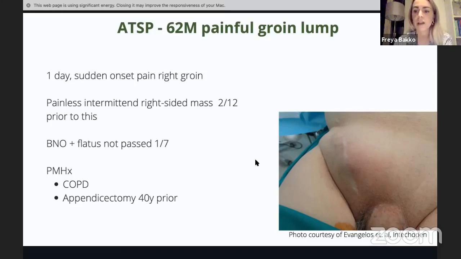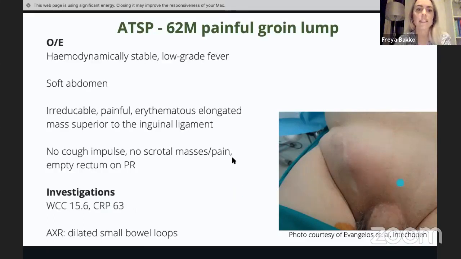This is a photo of the lump. As you can see, it's slightly erythematous, it's quite large. On examination, he is hemodynamically stable, but he does have a low-grade fever. His abdomen elsewhere is soft. You can feel an irreducible, painful, erythematous, elongated mass, which is superior to the inguinal ligament. You make him cough, but you can't feel a cough impulse. You check his scrotum, there are no masses, and on PR, he has an empty rectum.